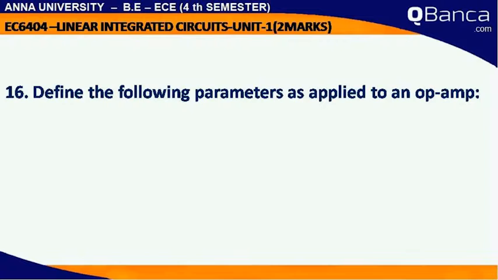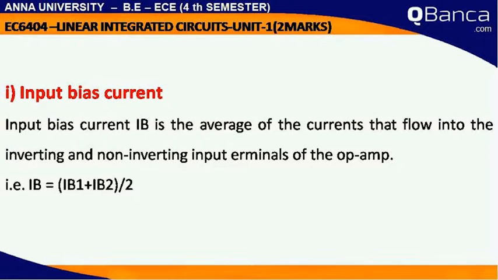Define the following parameters as applied to an op-amp. Input bias current. Input bias current is the average of the current that flow into the inverting and non-inverting input terminals of the op-amp. That is, IB is equal to (IB1 plus IB2) by 2.